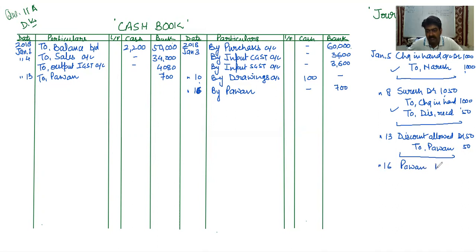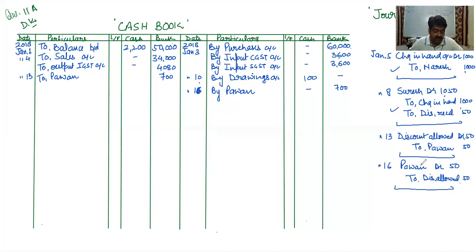So for that, entry will be Pawan debit to discount allowed. Always remember one thing, my dear students, do not write discount received here, because we are not receiving this discount from Pawan. We are simply cancelling discount which was allowed by us on 13th of January.